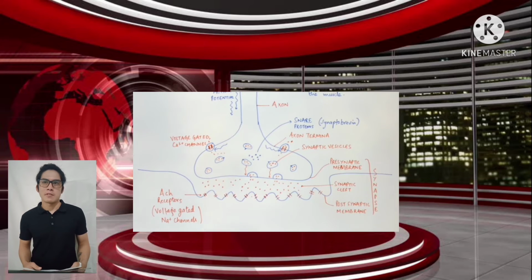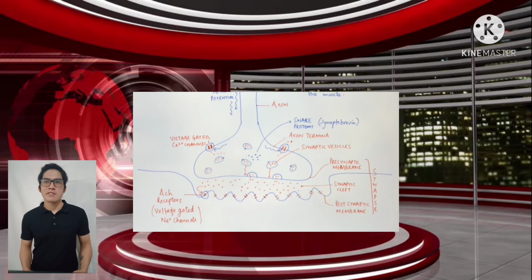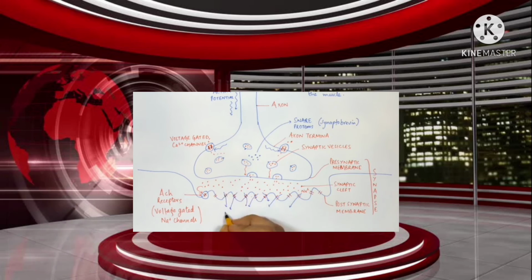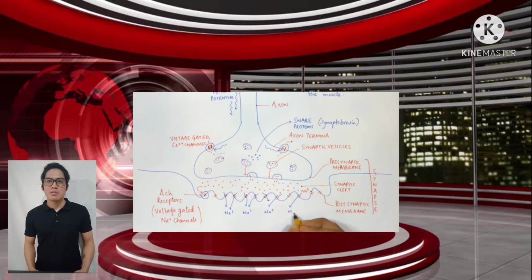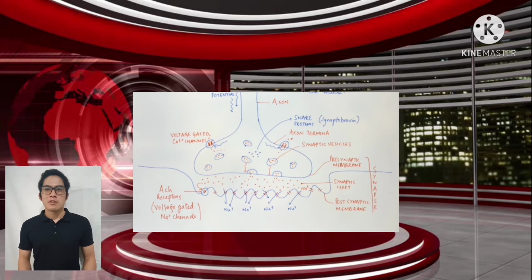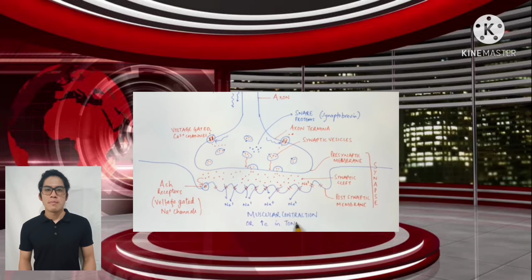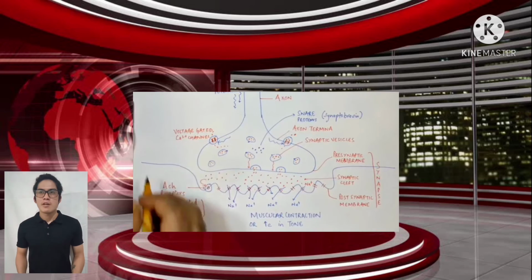The next step in the transmission is the action of acetylcholine on the receptors. Since these are sodium channels, they open up and cause an influx of sodium ions into the muscle fiber. Since sodium is a positive ion, it causes the generation of an action potential in the muscle fiber, which in turn leads to either muscular contraction or an increase in the tone of the muscles.